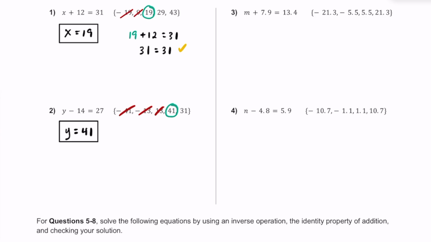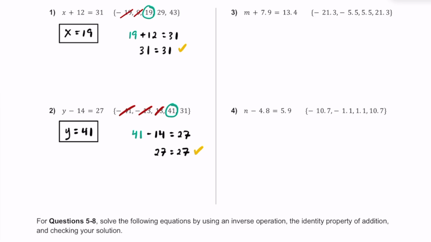All right, so we can show this by saying, if we take this 41 and take away 14, that should equal 27, right? Again, just double check that 41 minus 14 is going to be 27. So 27 does equal 27, the left expression equals the right expression, then this is correct. That means y does equal 41.